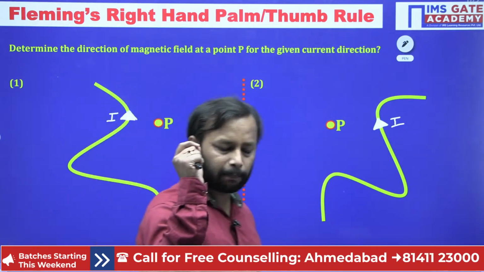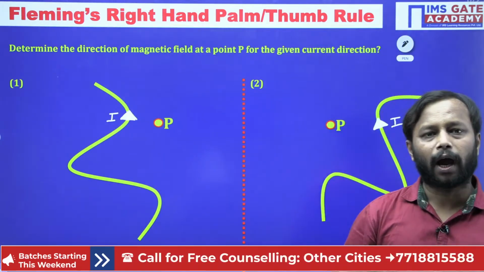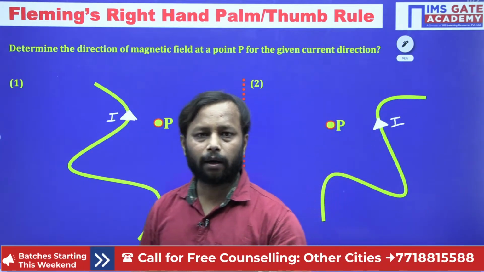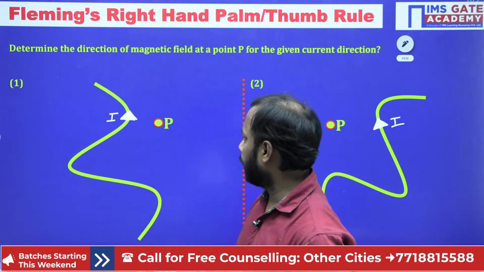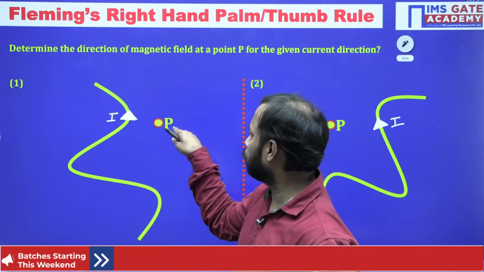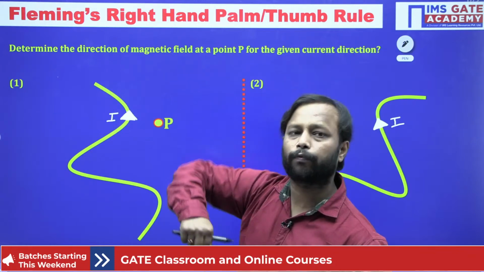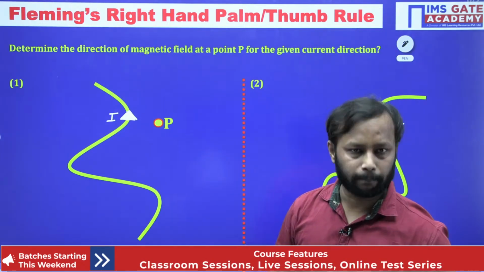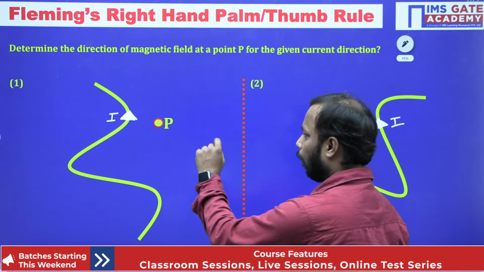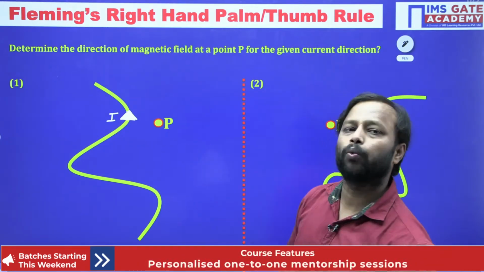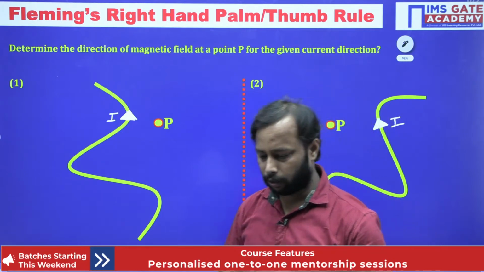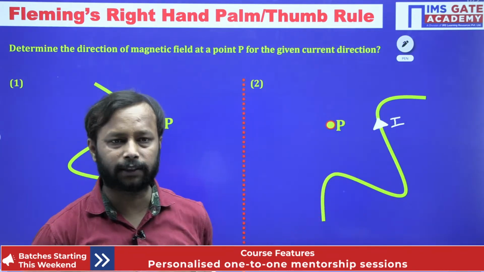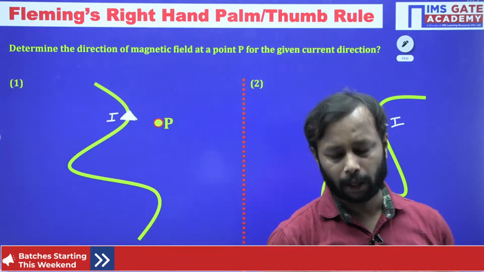Basically, this is a point P in which I want to know whether my magnetic field is entering into P or coming out from P. Means it is entering inside the board, or the magnetic field is coming outward from the board. That I need to find. So for this we require one basic, and that basic is very, very simple.